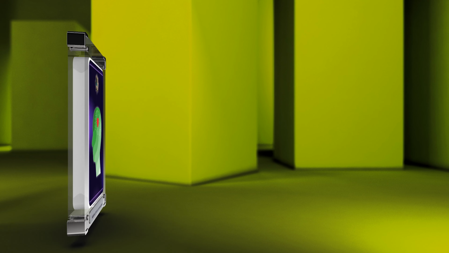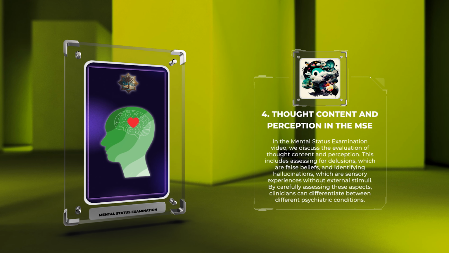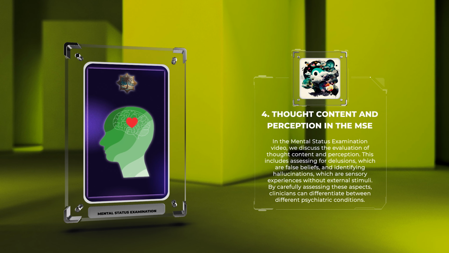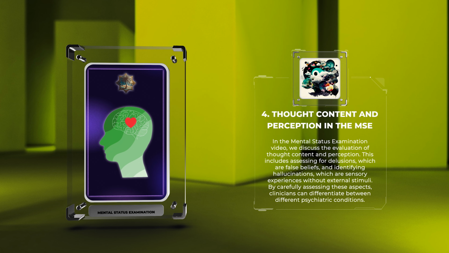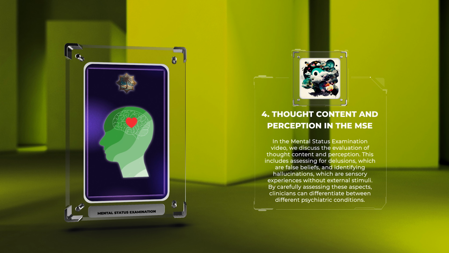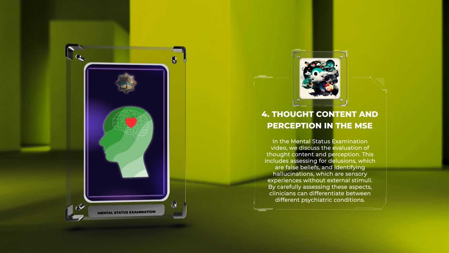In the Mental Status Examination video, we discuss the evaluation of thought content and perception. This includes assessing for delusions, which are false beliefs, and identifying hallucinations, which are sensory experiences without external stimuli. By carefully assessing these aspects, clinicians can differentiate between different psychiatric conditions.